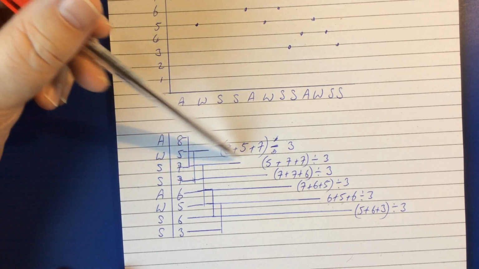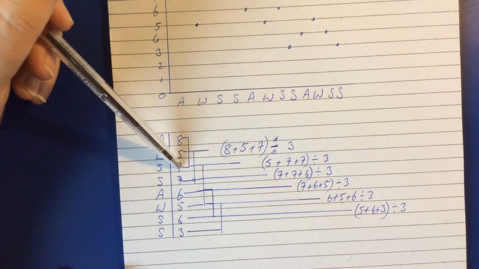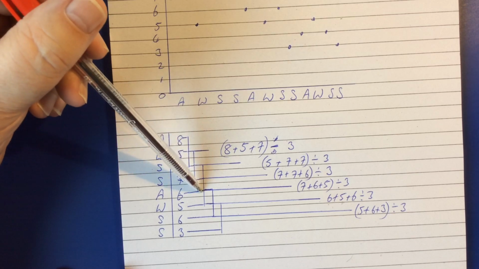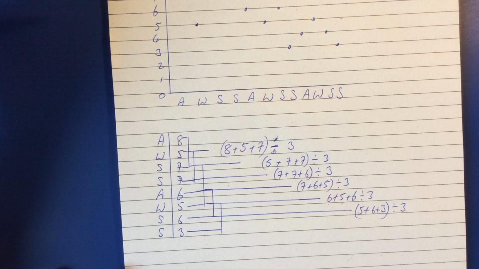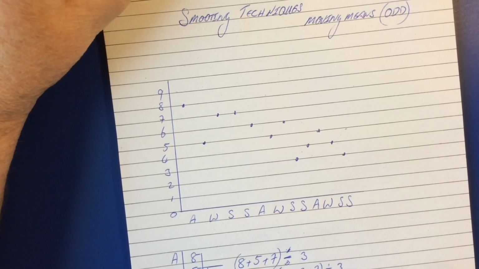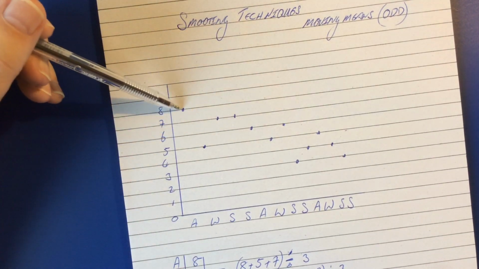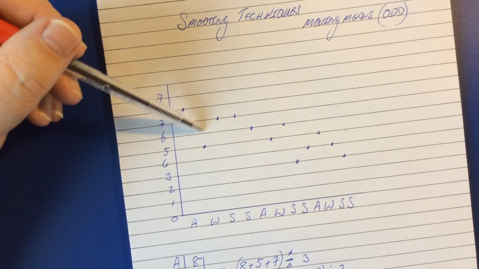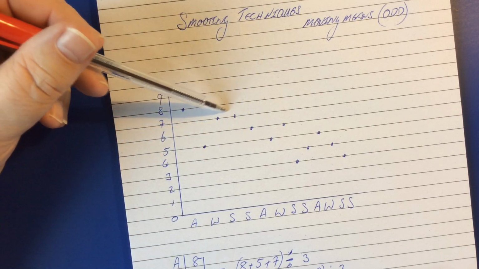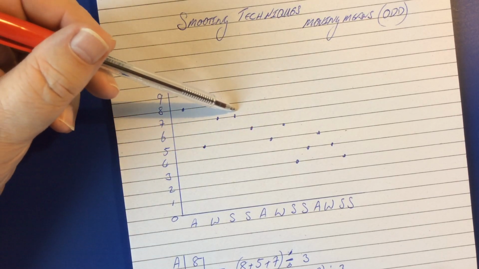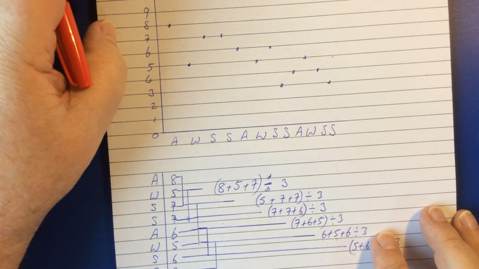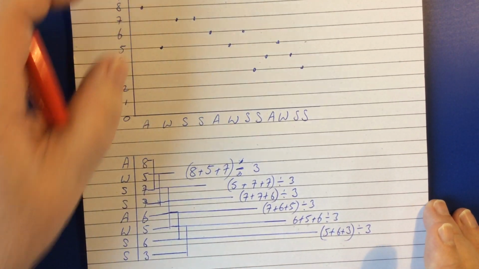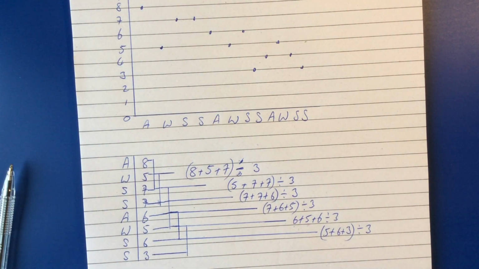3 pieces of data, add them up, divide by 3. Then I move along 1 more, 3 pieces of data, and so forth and so on. You get the idea, you get the pattern. If you were looking at it on here, first 3 pieces of data, second 3 pieces of data, third 3 pieces of data, fourth, and so on. Right, well, let's get into calculating these means quickly.